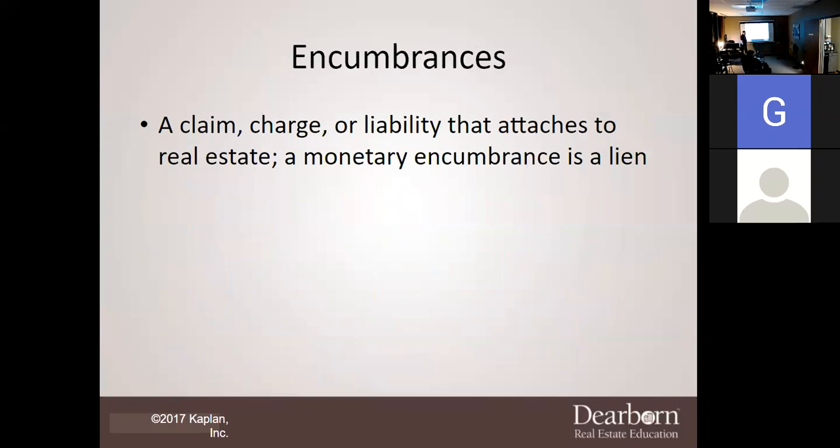Now, when talking about encumbrances, okay? Encumbrances are a little bit different. An encumbrance is what we call either a claim, a charge, or liability that attaches to real estate. And it also can be a monetary encumbrance, which is called a lien. Okay, so if you ever have a mortgage on a property, you have a lien.